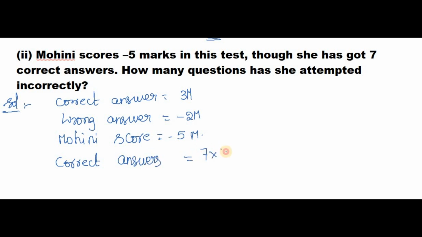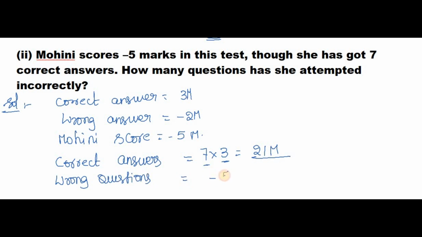So 7 3s are 21, because she got 7 correct answers. Each question carries 3 marks. So that is the reason she got 21 marks for it. Now we have to find out how many wrong questions she attempted.